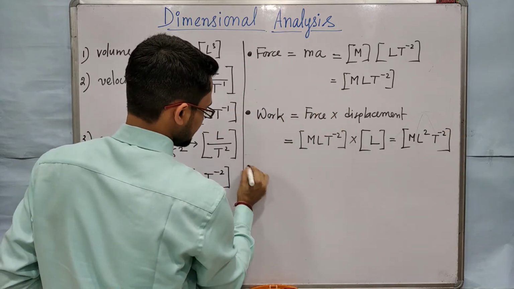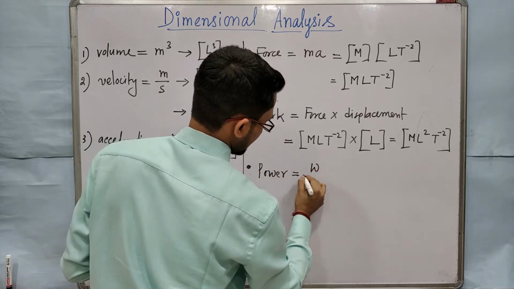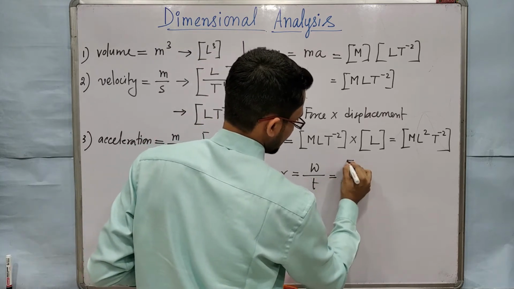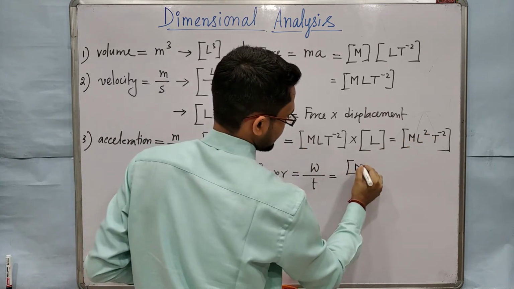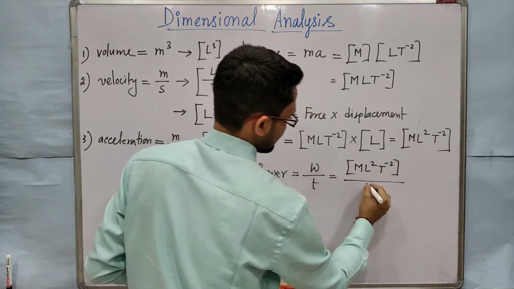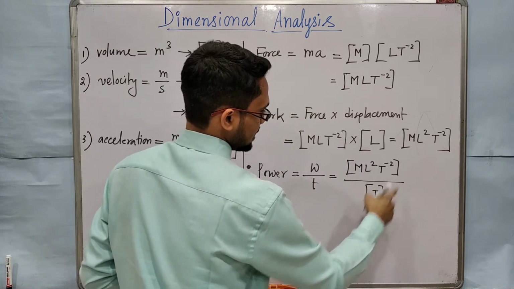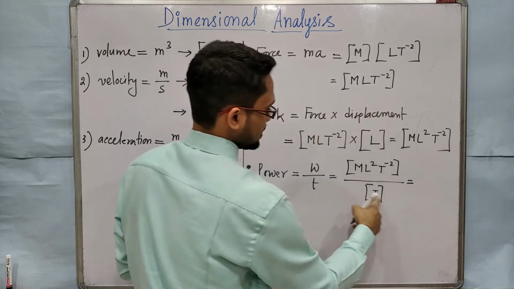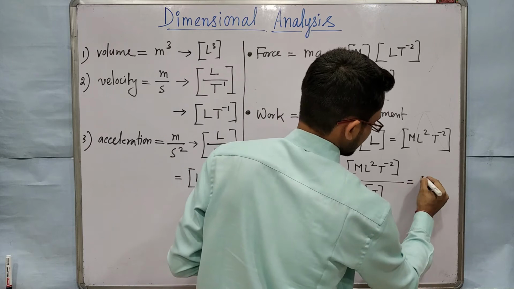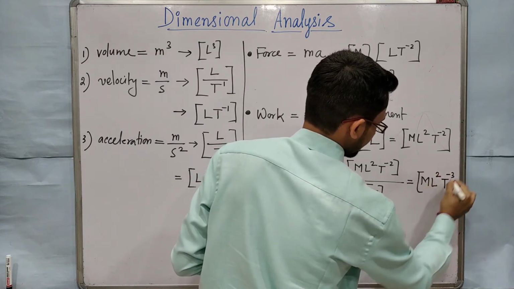Okay, another thing you take, power. Power means what? Work by time. Okay, rate of doing work. So what will be the dimension of work? Dimension of work is M L square T minus 2. Okay, by time means T. Now you have to take this T in the numerator, so it will be minus 1. There is already minus 2, another minus 1, it will be minus 3.